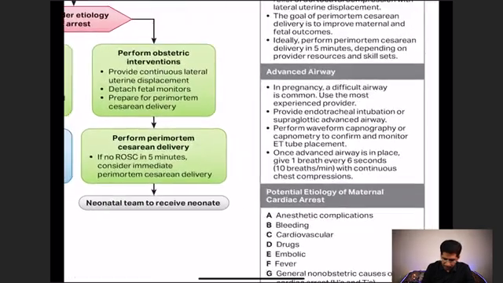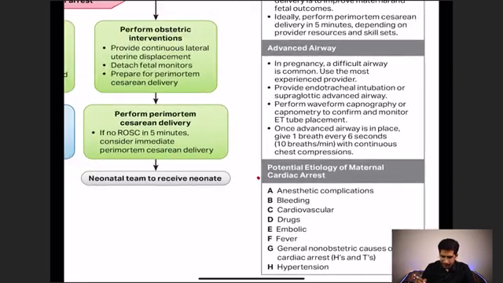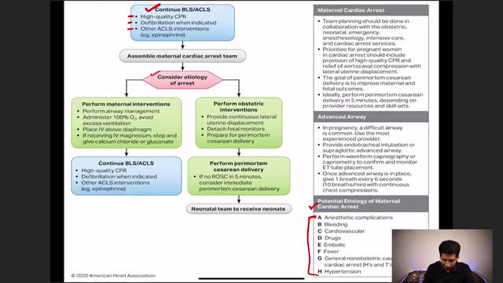This is the mnemonic which has been given by the AHA for the etiology of cardiac arrest in a pregnant lady: A, B, C, D, E, F, G, H. Now, after that, over here, if you can see this point, if no ROSC for 5 minutes, you have to go for immediate cesarean. So this is an algorithm for a pregnant patient which is given in 2020.